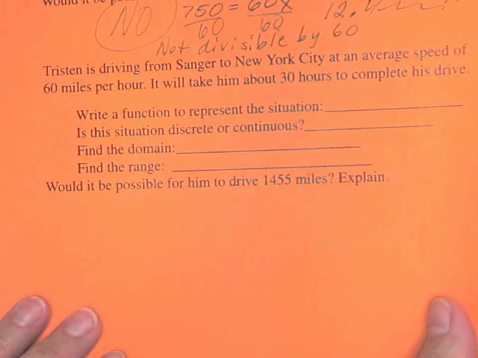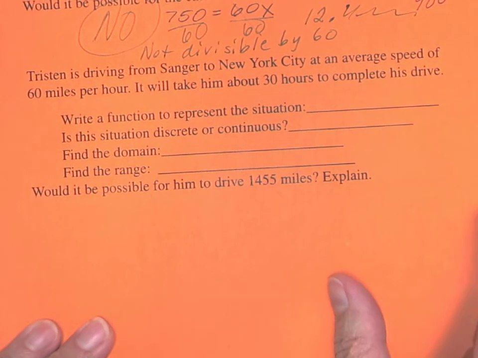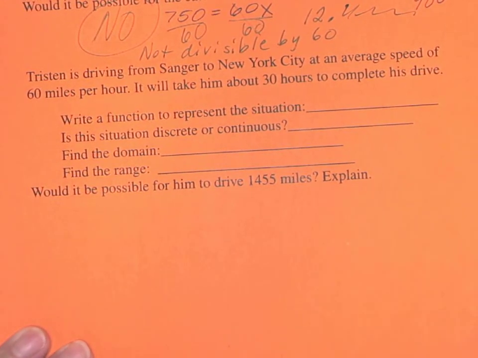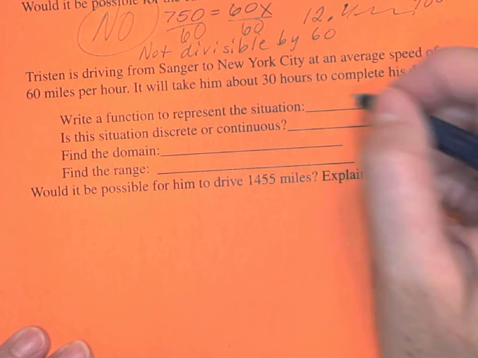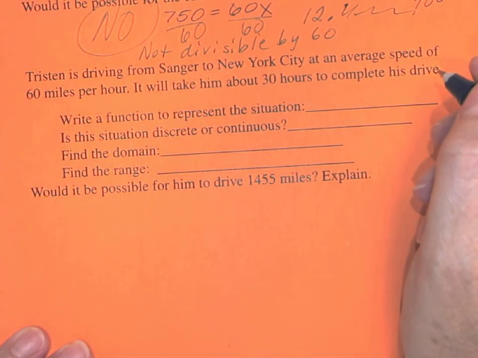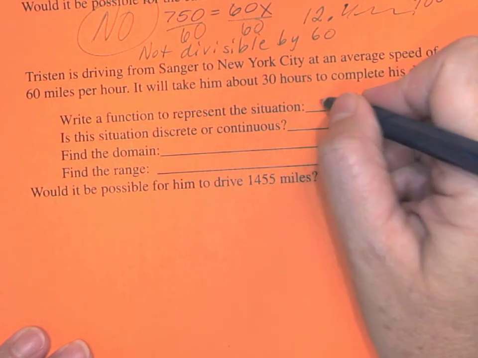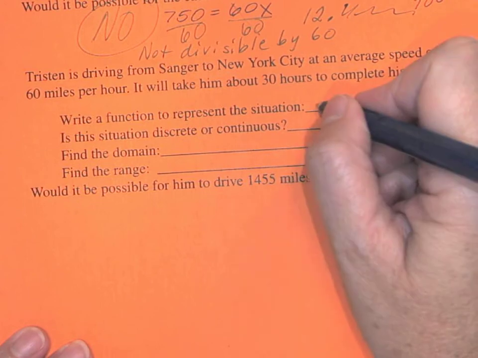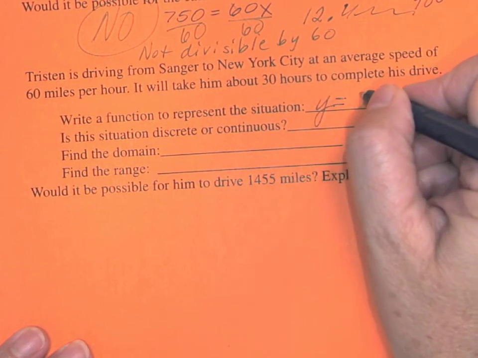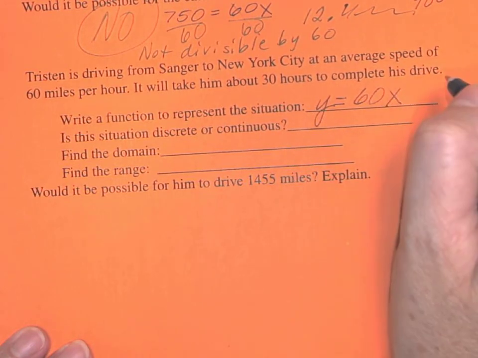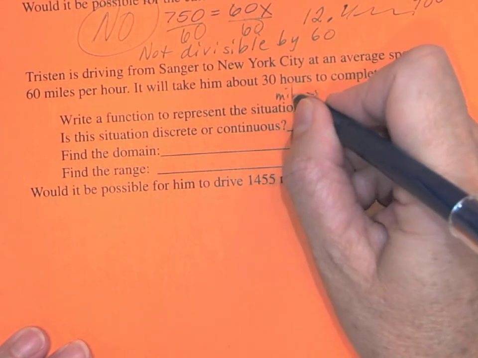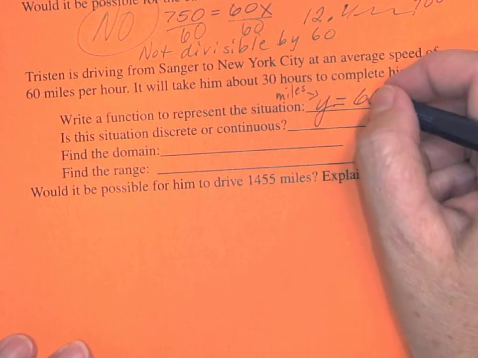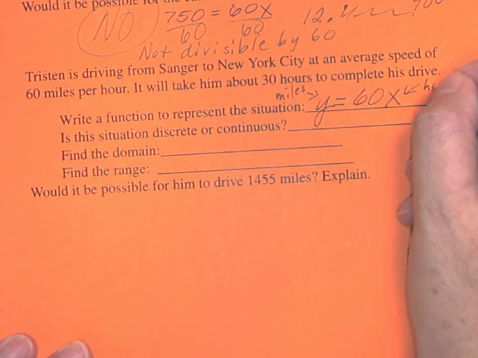Let's look at the last one. Tristan's driving from Sanger to New York City at an average speed of 60 miles per hour. It will take him about 30 hours to complete his drive. So first, let's write the function. So the total number of miles equals 60 miles times each hour.